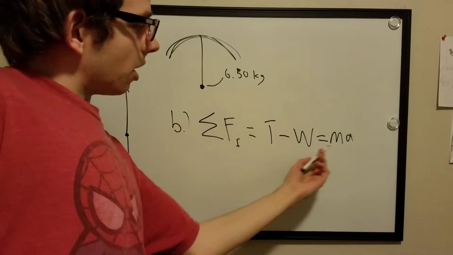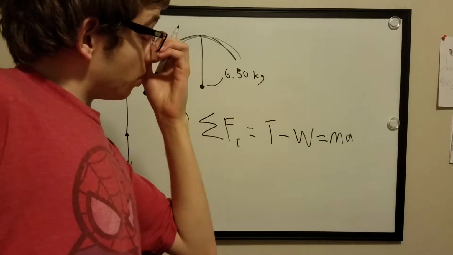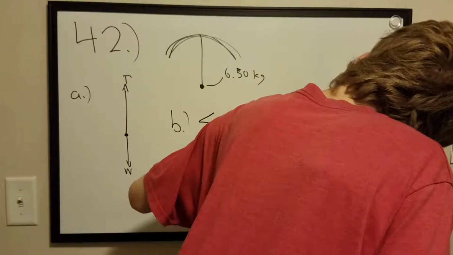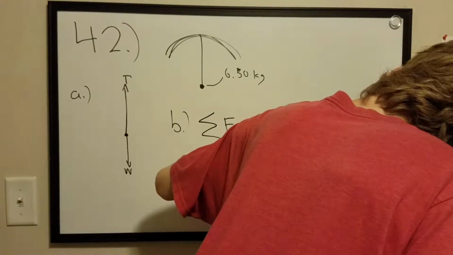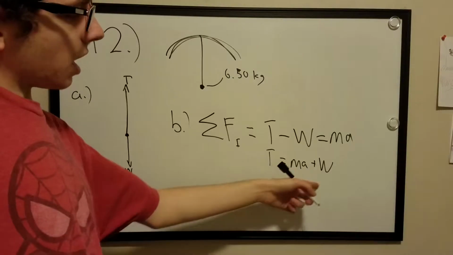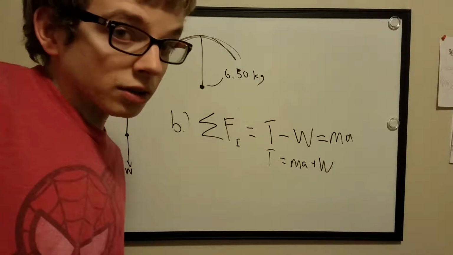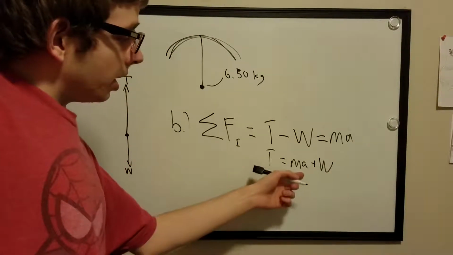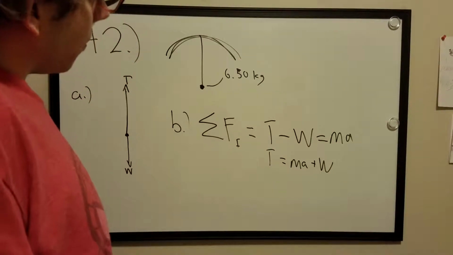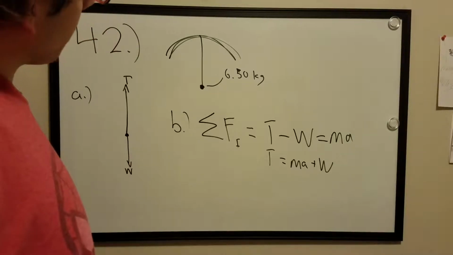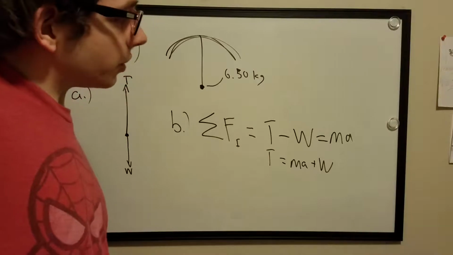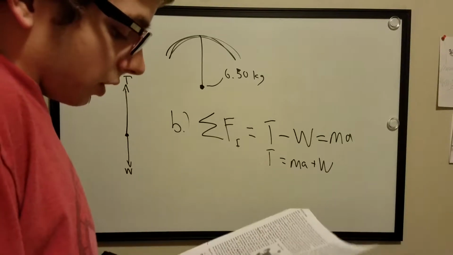Alright, so now we have an unknown here. Quickly, if we were to solve for T, it would be ma plus W. And we have the mass of the object, and we can calculate the weight easily by just doing mass times acceleration due to gravity. But now we need to find the acceleration of the object. And the acceleration of the object is going to be the same as the acceleration of the rocket. It says the rocket is at constant acceleration. We can find that using the information given to us.